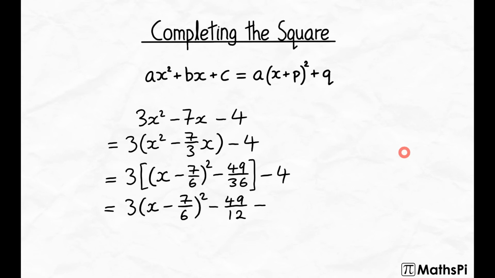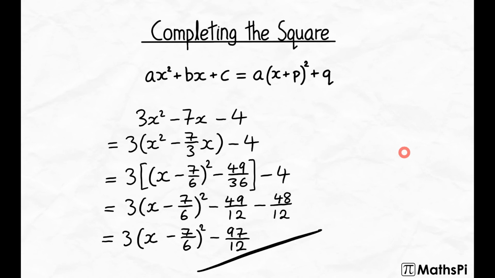And if I want to do it super quick here, I may as well change the 4 now to over 12. And that's going to be 48. And that takes me to the last line. All of this stuff is staying the same, and we just need to simplify those two constant terms. And that's going to be negative 97 over 12. And that would be the full process for completing the square.